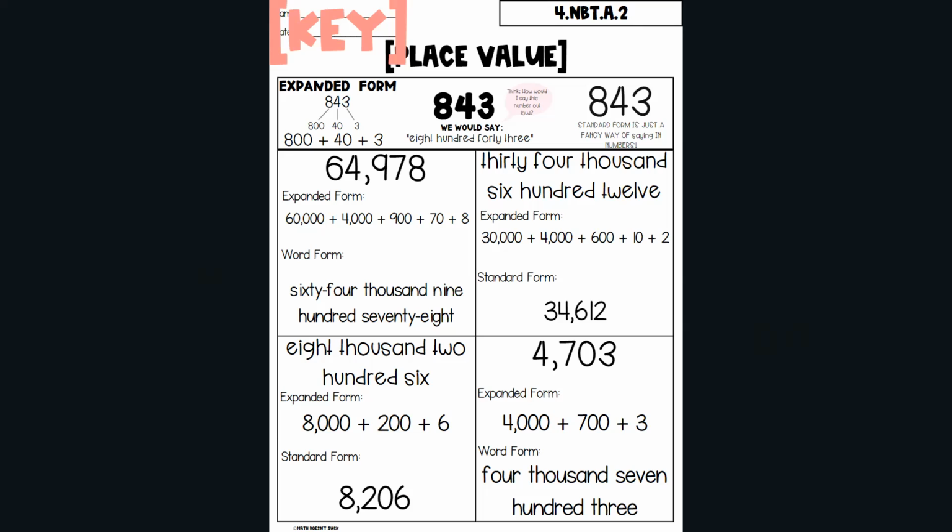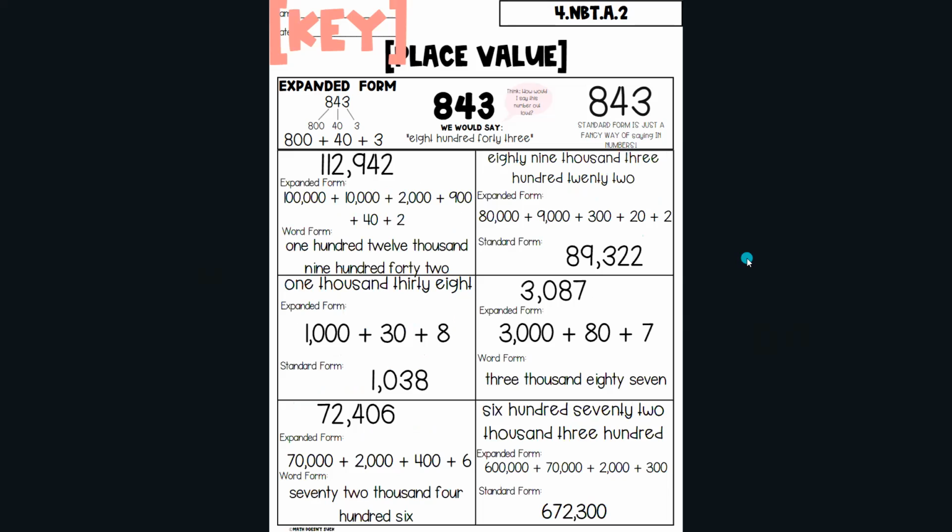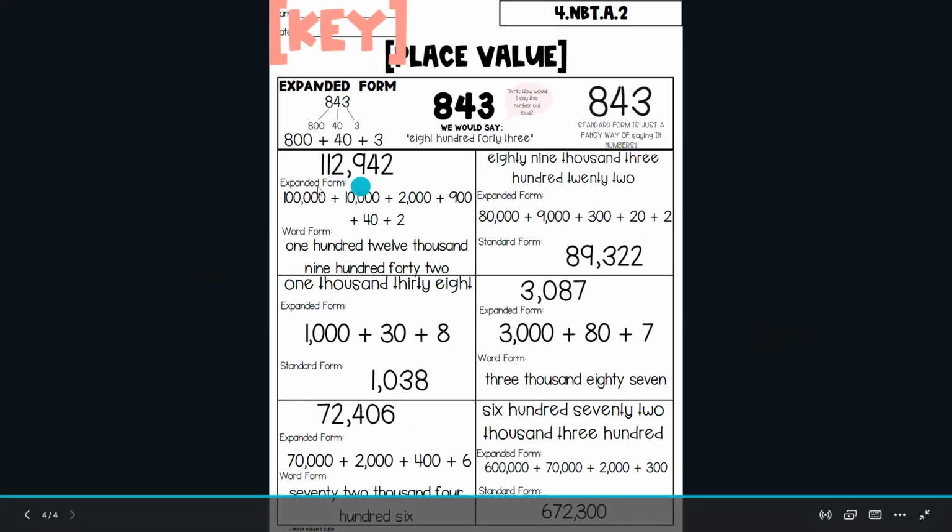All right, sweet faces. We are going to take a look at assignment number 2. Again, we're still working on place value. We are still working on standard, word, and expanded form. This time we have 6 questions to stretch our knowledge.